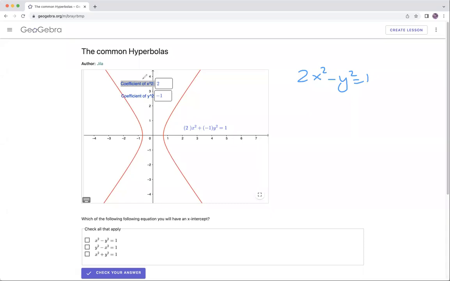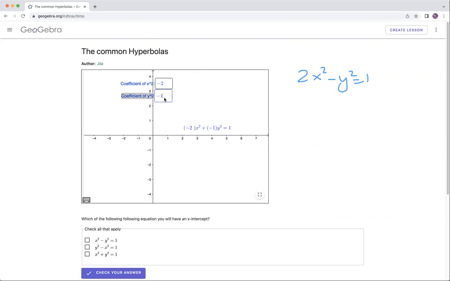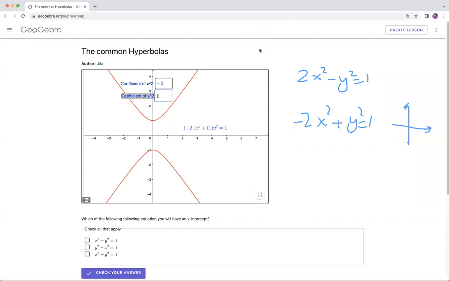Now, if I change this to, let's say, -2 and then 1, I get this shape. And this one is basically -2x squared plus y squared equal to 1. And briefly, this shape is basically looking like that. The other shape we were just doing looks like this.